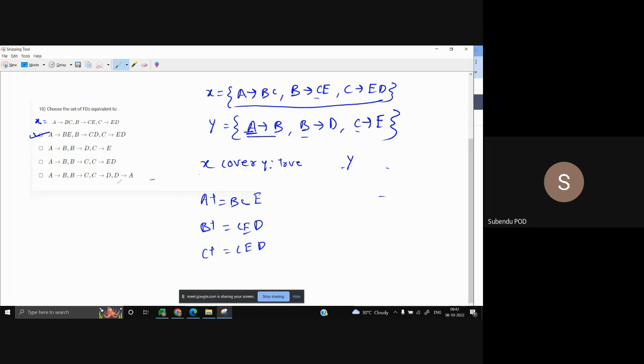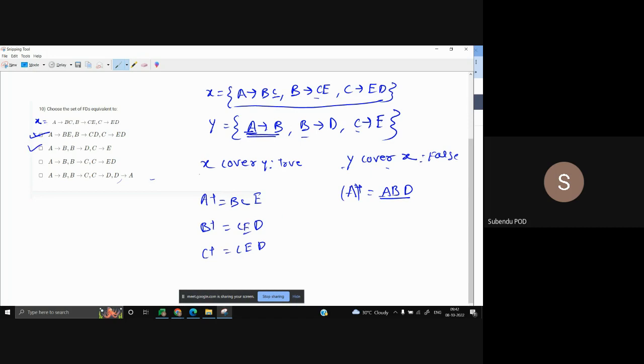Now we have to find whether Y covers X or not. How to find it? Compute the X closure with the help of Y functional dependency. Now compute the A closure. So I'll get A determines BD, A determines B. So we'll get AB, B determines D, we get D. We get only A, B, D, right? We do not get C. So this is false. So this is not an equivalent set of FD.